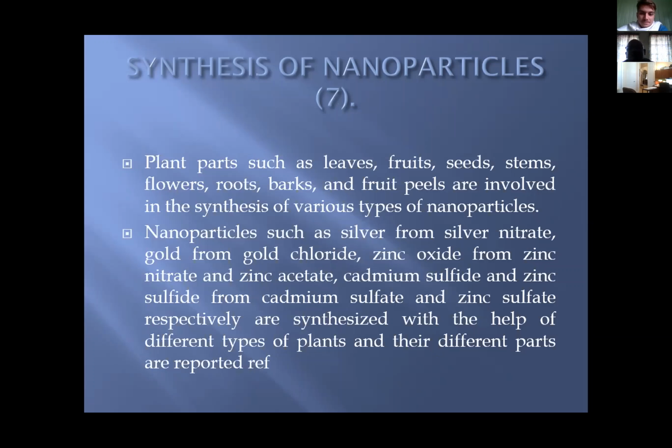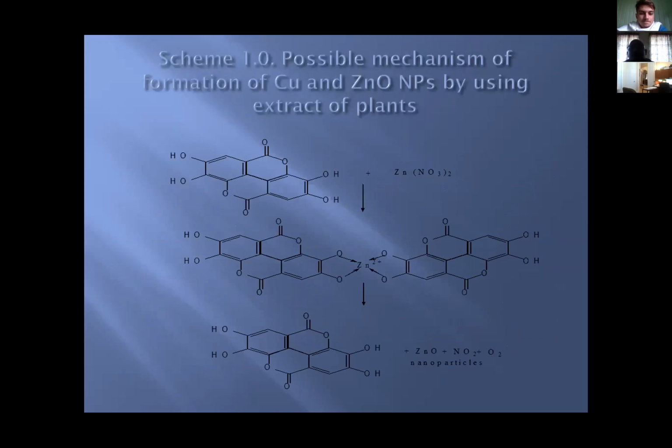Now, with respect to your metal salt, you can have different metal salts. If you want a silver nanoparticle from your plant, you can use silver nitrate. If you want gold, you can use gold chloride. If you want zinc oxide, zinc acetate, and whatever salt is easy to handle. If you need cadmium sulfide nanoparticle, you can use cadmium sulfate plus your plant extract. Zinc sulfide, you can use zinc sulfate plus your plant extract, and you just stir it at room temperature. And within 15 to 20 minutes, you can have your nanoparticles. You just filter it and do the characterization.